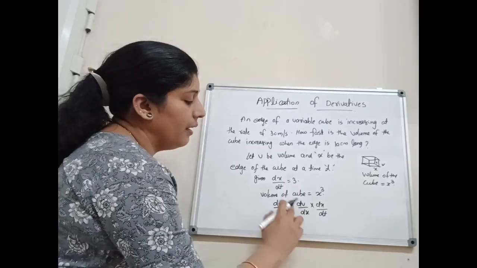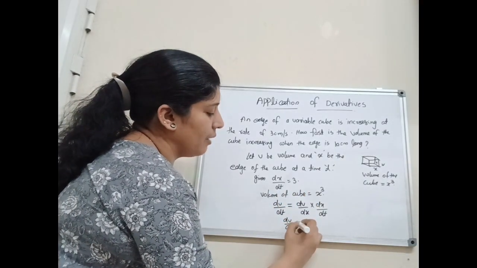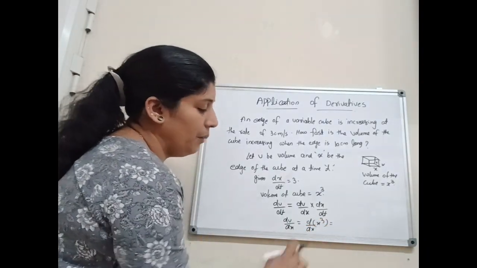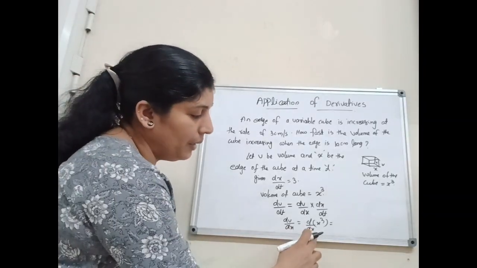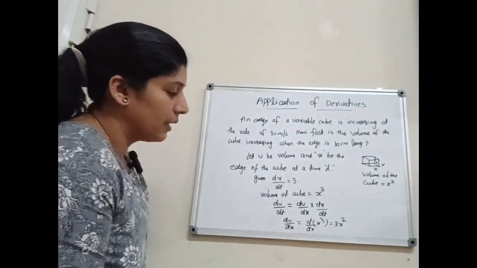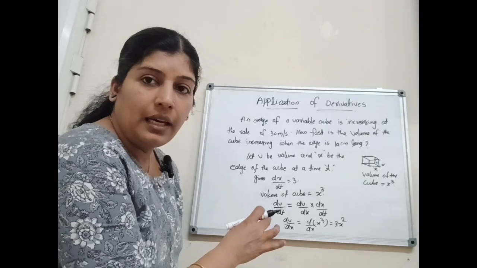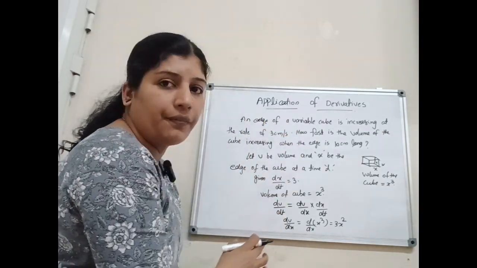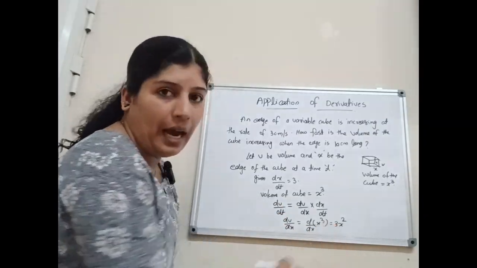dv by dx. Here volume is equal to x cube. Therefore, next we have to calculate dv by dx, equal to d by dx of x cube. d by dx of x raised to n is n x raised to n minus 1. Here d by dx of x cube is 3 x raised to 3 minus 1. That is 3x square. That is dv by dx equal to 3x square. Volume depends upon the length of the edge, and each edge is taken as x. Therefore, first we calculate dv by dx equal to 3x square.